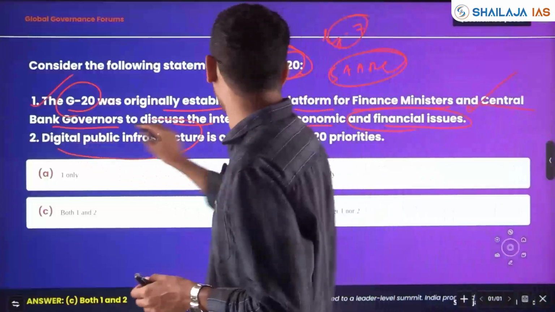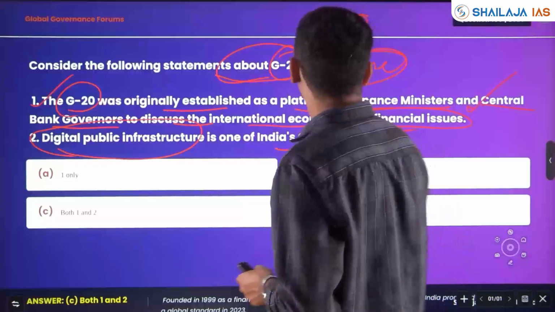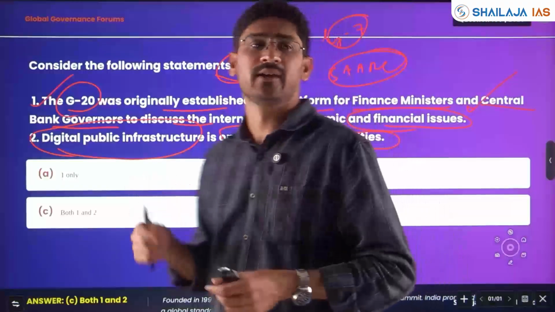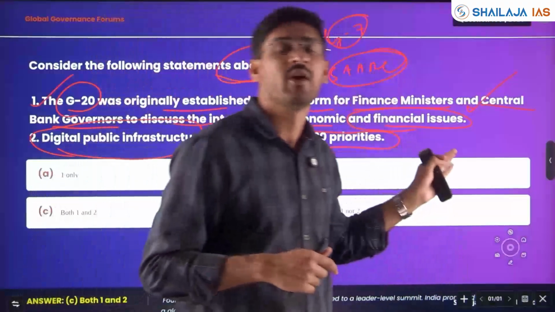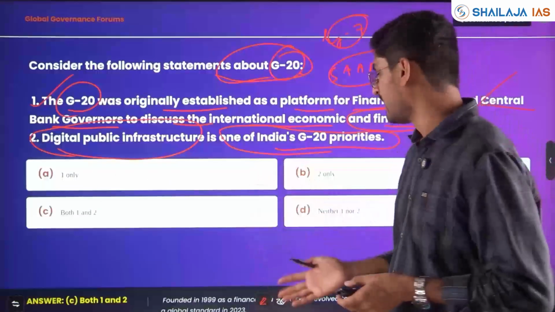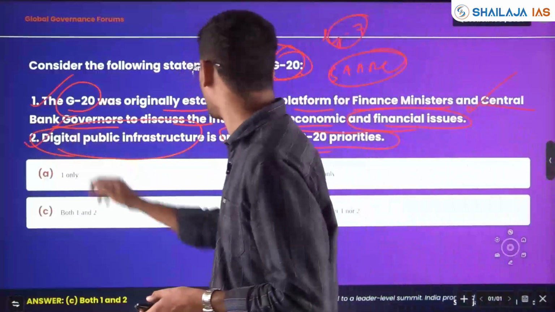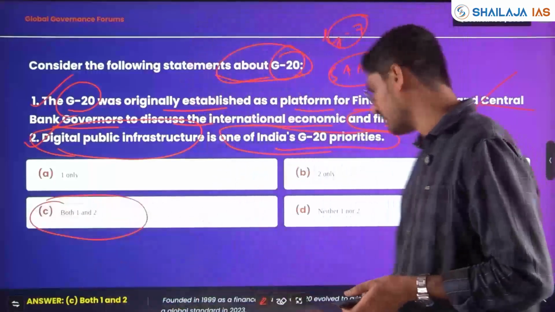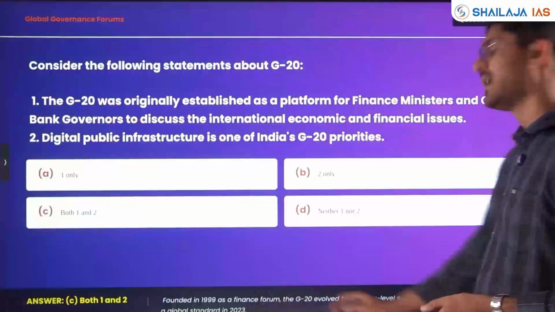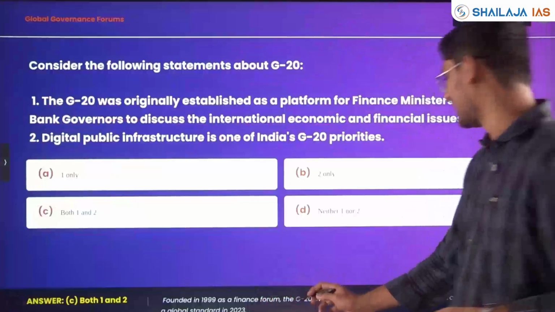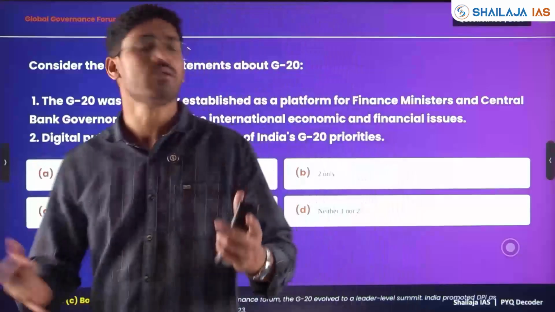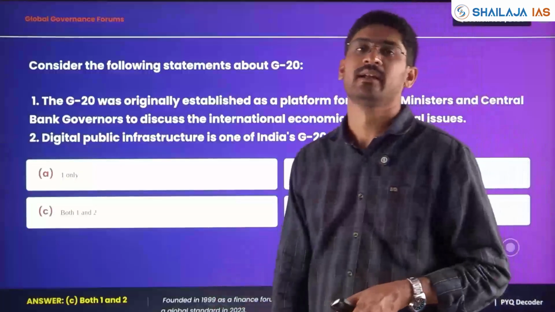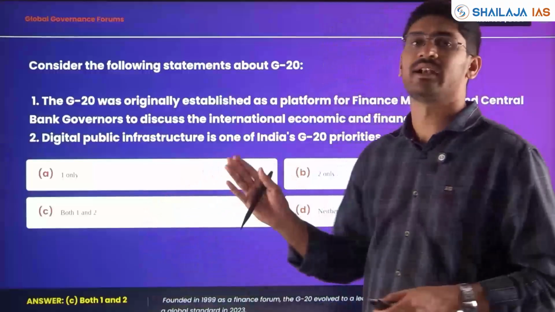Digital public infrastructure is one of India's G20 priorities. You know, India was heading G20 during 2023. An exam question also came with respect to G20 that year. So the answer is both. DPI is yes, one of India's G20 initiative priorities. So both 1 and 2. Founded in 1999 as a financial forum after the Asian economic crisis, G20 evolved to the leadership level, Prime Minister and President level, global standard. And DPI is one of India's G20 priorities.